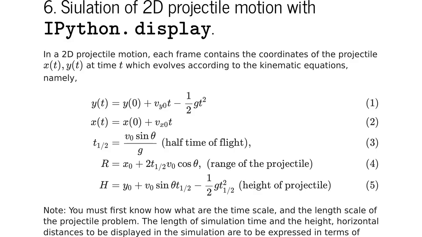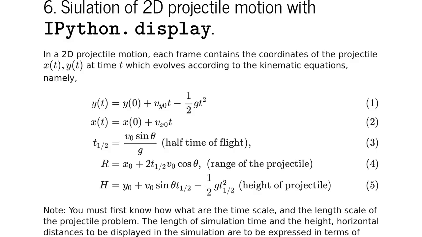Let us now shift our focus to another common physics problem: 2-dimensional projectile motion. We will simulate the path of a projectile using its kinematic equations, which describe how its x and y coordinates evolve over time under the influence of gravity. The vertical position, y at time t, is given by the initial y position plus the initial y velocity times t minus 1/2 times g times t squared, where g is the acceleration due to gravity. The horizontal position, x at time t, is the initial x position plus the initial x velocity times t, assuming no air resistance.